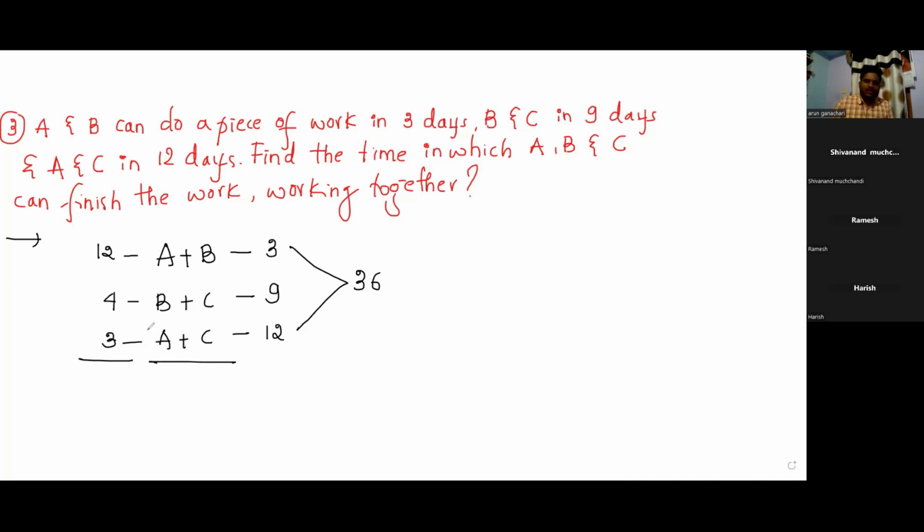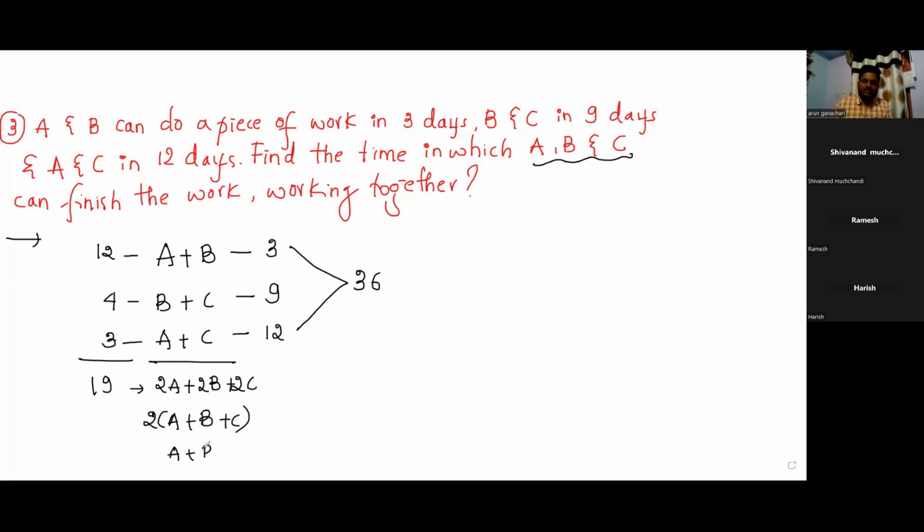Okay. If we add all of them, what will I get? 12 plus 4 is 16. 16 plus 3 is 19. Now we have to add these things. That is 2A plus 2B plus 2C. Getting this? But what we want? We want only A plus B plus C. Here we are getting 2A plus 2B plus 2C. So what I'll do, I'll take 2 common. I'll be left with A plus B plus C.